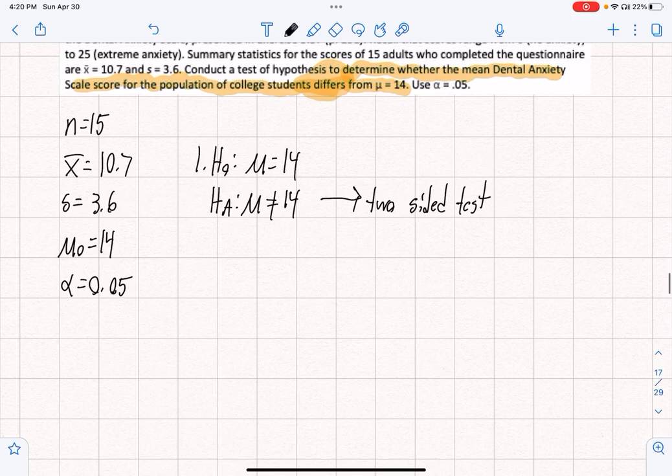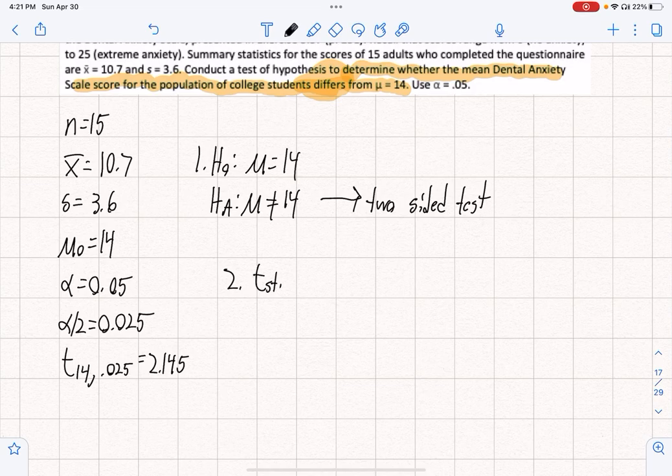For a two-sided test, we always need to divide alpha by 2. So alpha over 2 will be 0.025. Then our critical value of t, with n minus 1 which is 14 degrees of freedom, and 0.025, I get 2.145.